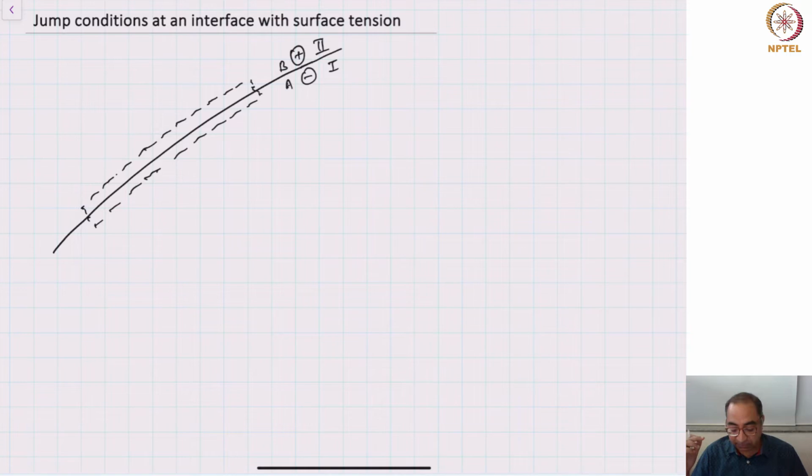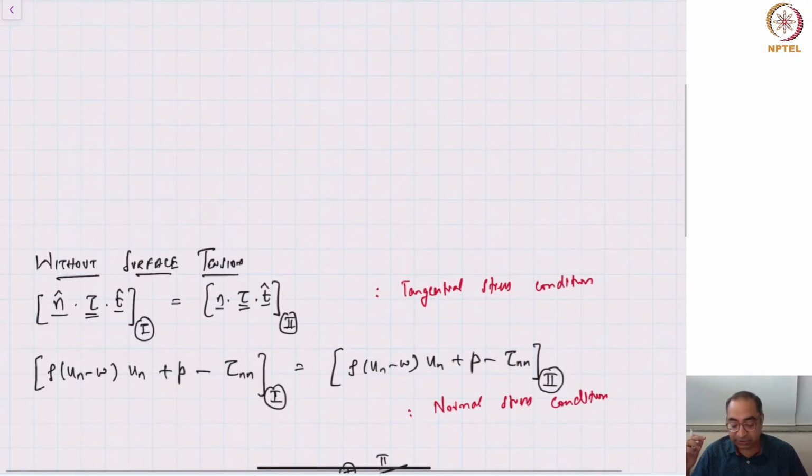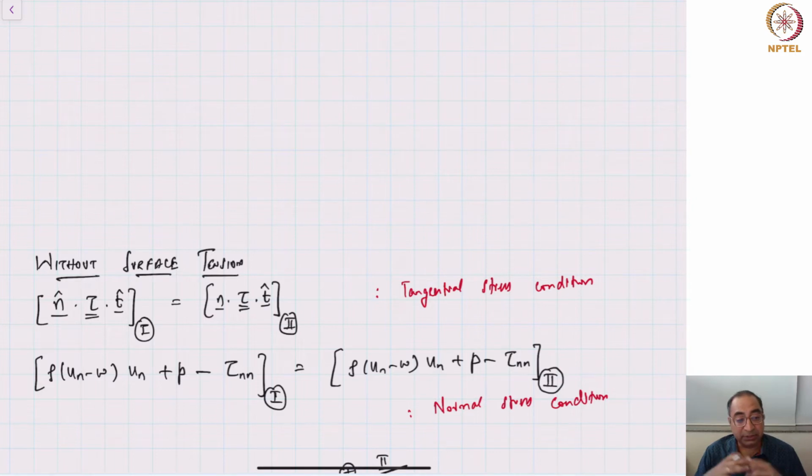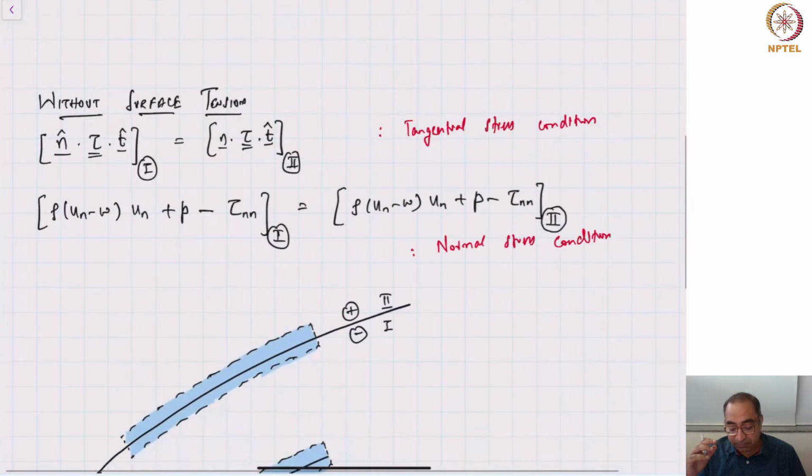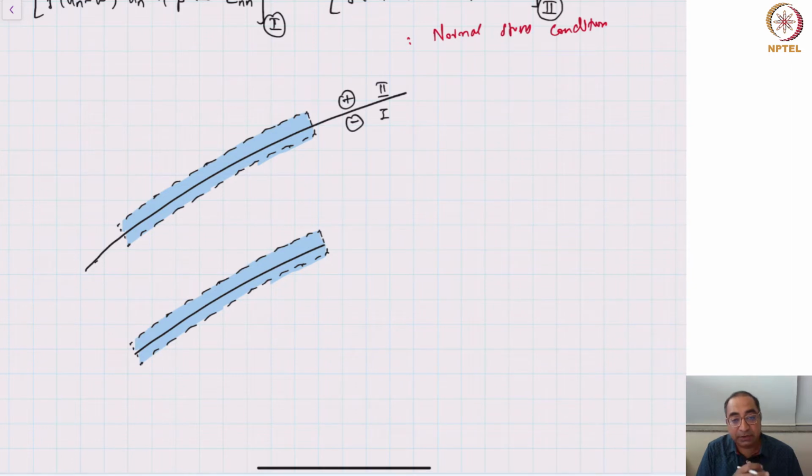Now, to quickly recap, we looked at jump conditions on an interface without surface tension, and these are just something that I'm writing down from the previous lectures. We noticed that the tangential stress is continuous across an interface without surface tension, and this is the normal stress condition. For a static fluid where there is no motion, all the velocity terms drop out and the pressure is the same on both sides of the interface. Now we will analyze this problem more carefully.